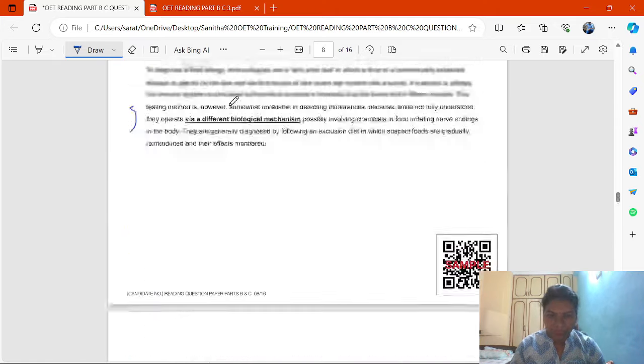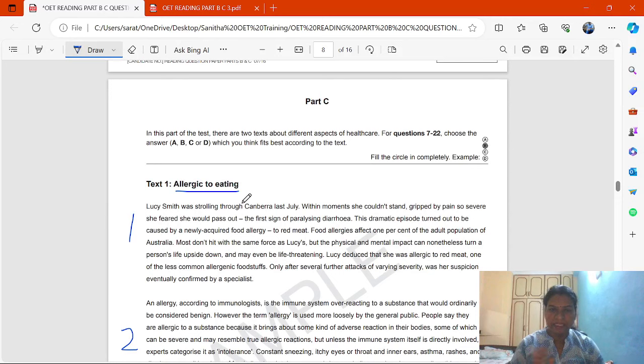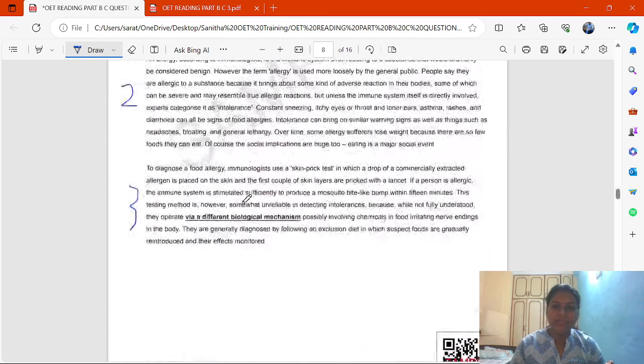Then you come to the passage, read the passage and understand what it is saying. Sometimes you won't get the overall meaning, sometimes you will have some difficulty understanding the passage. Okay, don't worry, just read, you will get some idea of what it is saying.